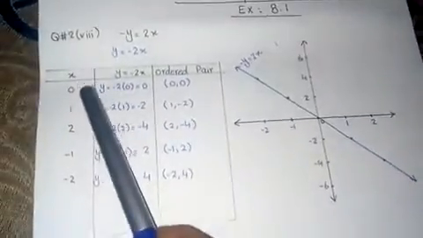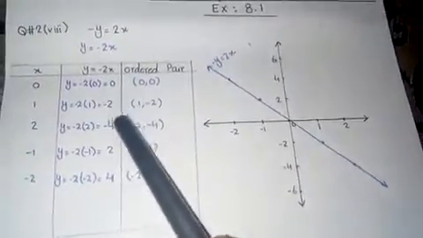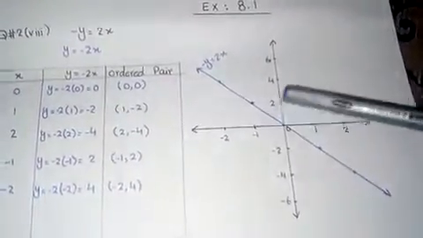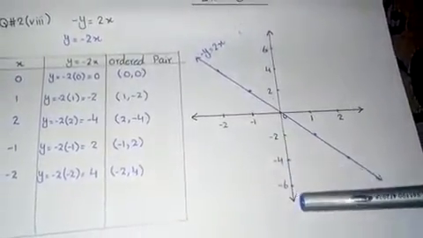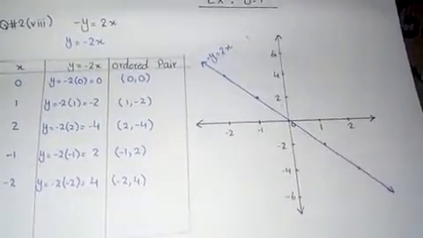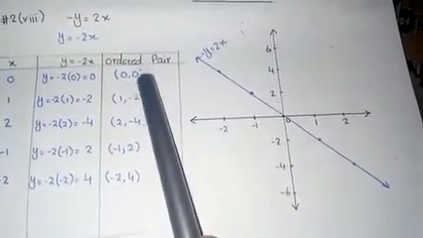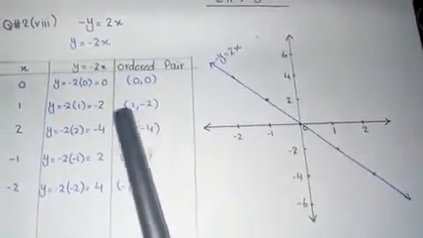On the x-axis I have taken the values as they are, and on the y-axis my answers are multiples of 2, so I have taken multiples of 2: 2, 4, 6, minus 2, minus 4, minus 6. Now I have told you in my previous video how to plot the point 0, 0. It's the origin. Clear? Now the second point is 1 and minus 2.